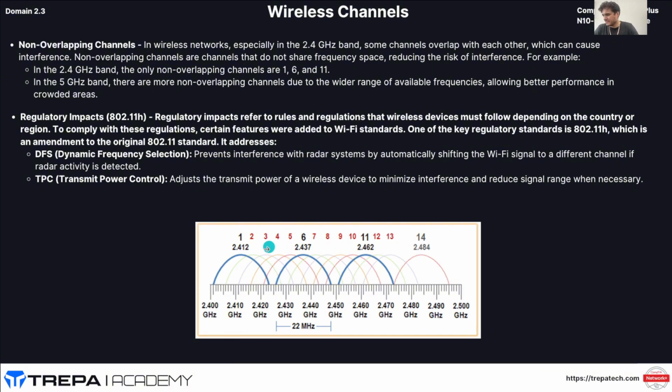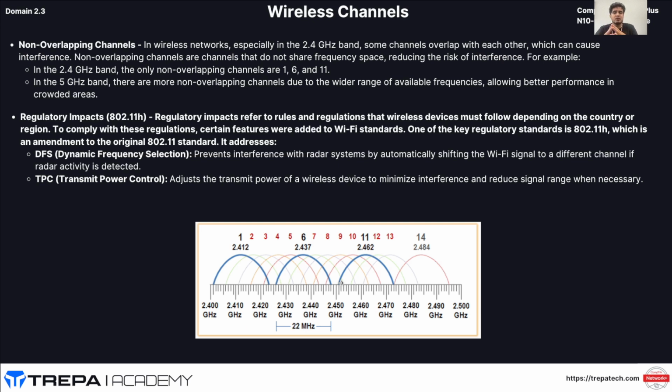So you can see down here where each range starts, and we have channel numbers designated to them. Channel 1 starts at 2.412, and it goes all the way to about 2.43, right? Then channel 6 starts at 2.437, and channel 11 starts at 2.462. So they're not overlapping. And the reason we can't have those overlapping channels is because we get interference, right? So in 2.4 gigahertz, the only non-overlapping channels are 1, 6, and 11.